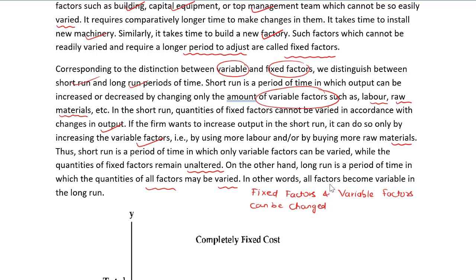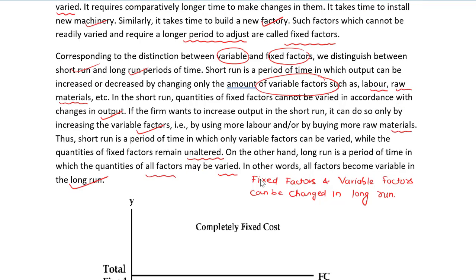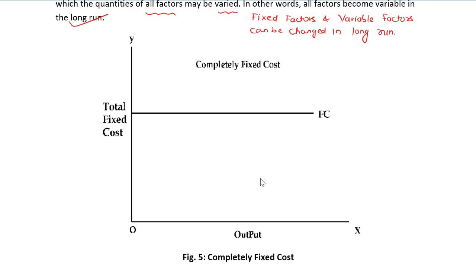Can be altered, can be changed in the long run. All the factors become variable in the long run. See this diagram which represents the fixed cost. Completely fixed cost, total fixed cost. This cost is fixed whatever is the level of output. Level of output is 100 units, still the fixed cost is fixed. Or it is 300 units, still it is fixed.